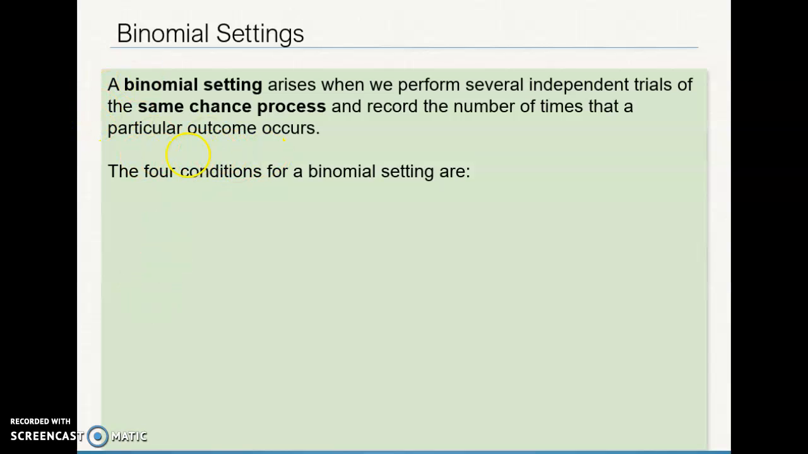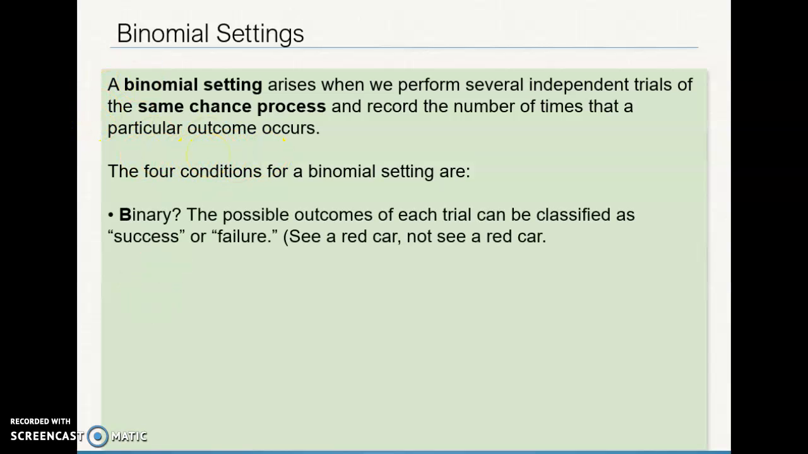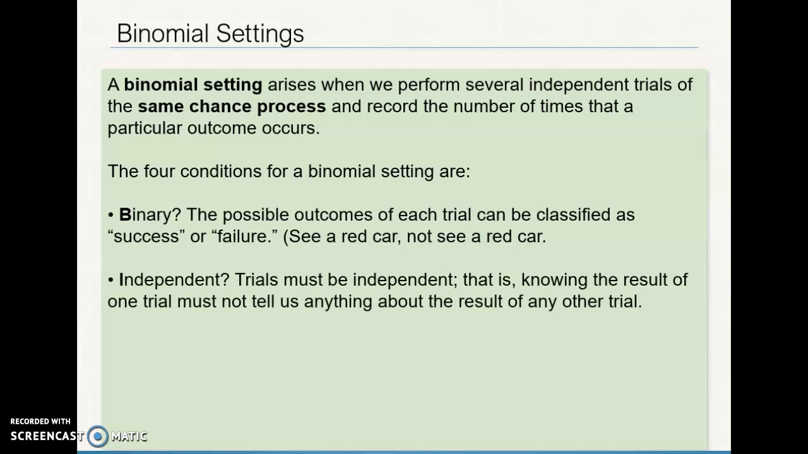The 4 conditions for a binomial setting are, now you're going to remember this as BINS. This has to follow BINS in order for it to be binomial. So B stands for binary, so the possible outcomes are either a success or a failure. Binary means 2. There are only 2 possible outcomes. Get it in the hoop or not get it in the hoop. When you're driving down the road, see a red car, not see a red car. So there's only 2 things that are going to happen.